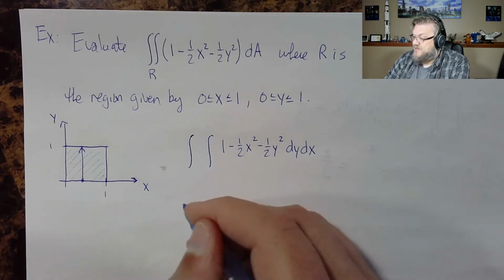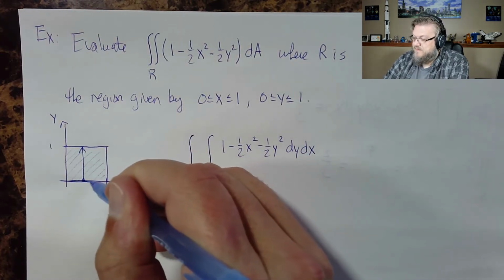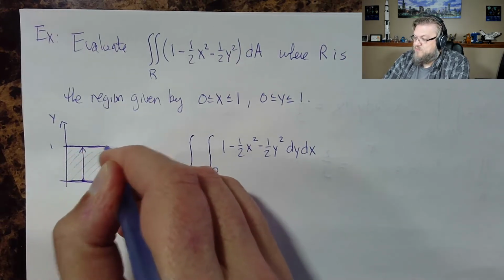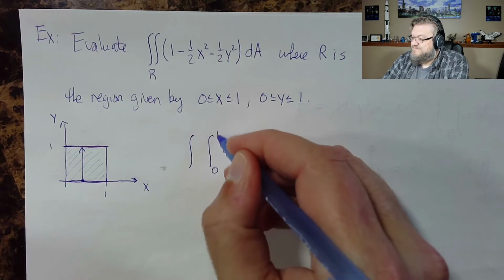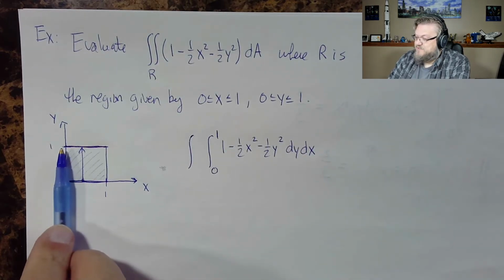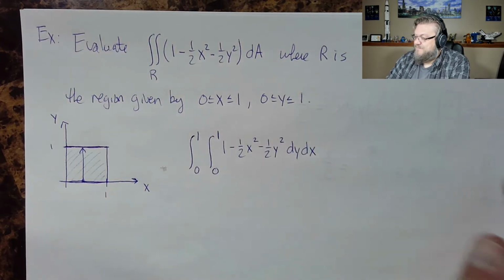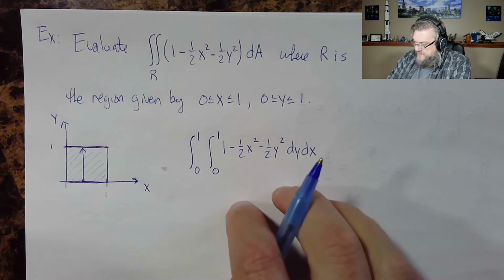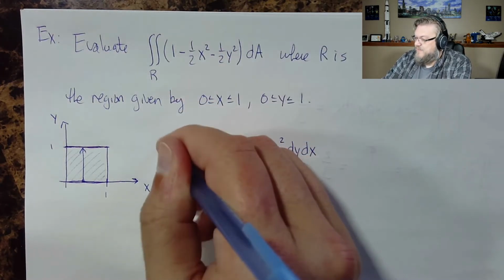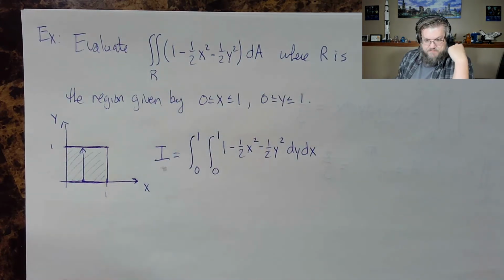Do you see that? So what does y do? It goes from the bottom curve, y equals 0, to the top curve, which is y equals 1. And then we push that arrow from x equals 0 to x equals 1. And so that is the iterated integral we would need to evaluate to come up with my original integral. This would be the value of that double integral.